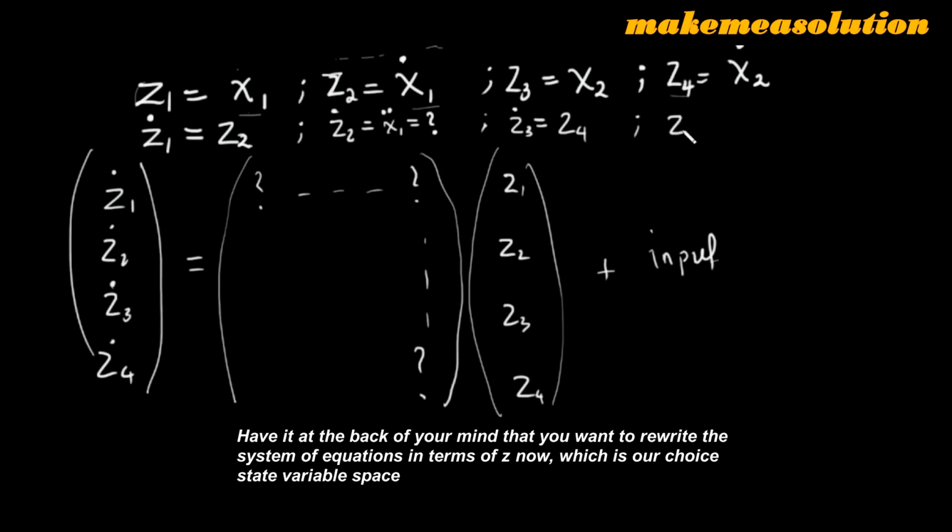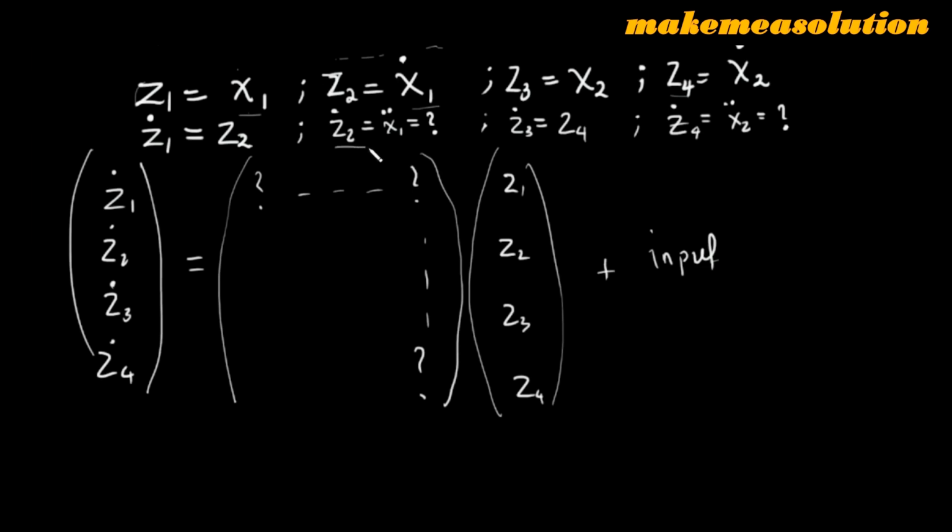Now if you differentiate z4 dot, you're going to get x2 second derivative, and the second derivative is what we are going to find out from the equation. So our two points of concentration now to resolve this particular matrix are: what is the second derivative of x1, and what is the second derivative of x2? If we can find these two, we've gotten our matrix. Is that okay? So we're going to work towards doing that now.